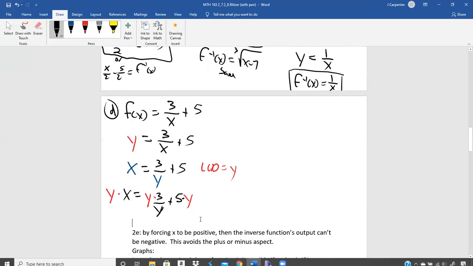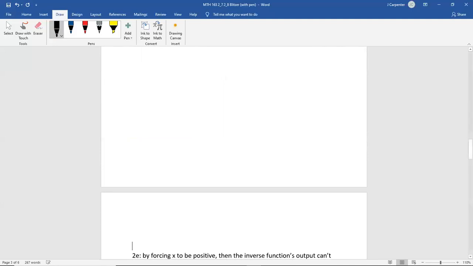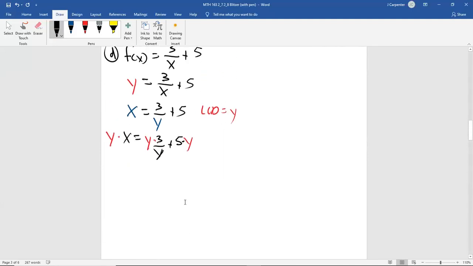I still need more space. Why did we do that? Because those y's cancel and that was the goal. Again, you need to start thinking about the reasons we're doing things, not just arbitrarily doing them. That's not going to help you understand stuff. So you get xy equals 3 plus 5y.